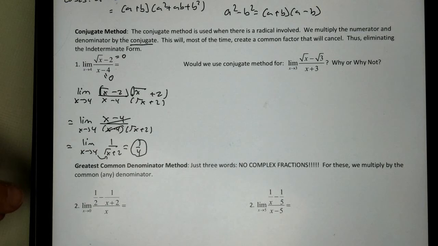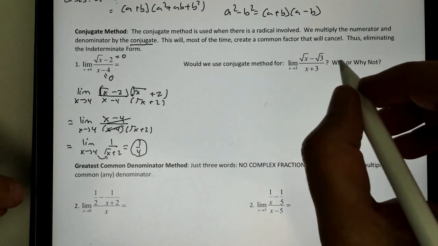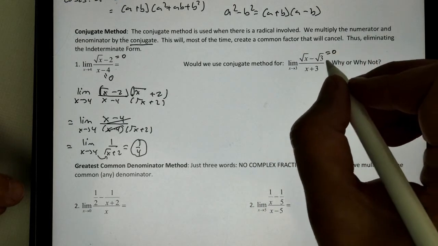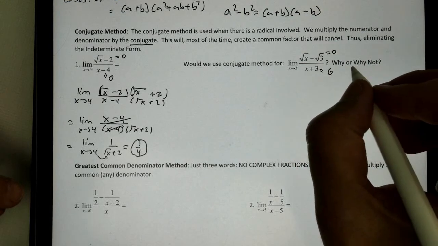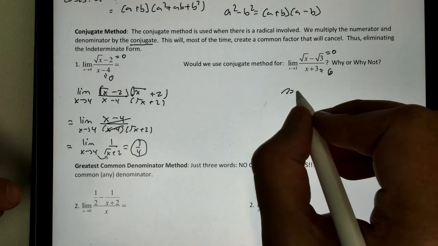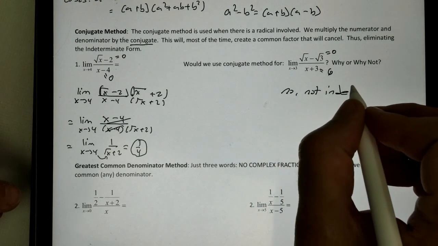Very easy to do. Now, here's a tricky one. Would we use the conjugate for this one? Well, if I plug in the 3, on top I would get 0, but on bottom, notice I would get 6. So the answer is I would not use the conjugate. And that is because this is not indeterminate.